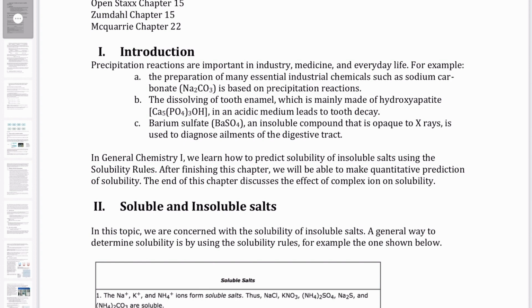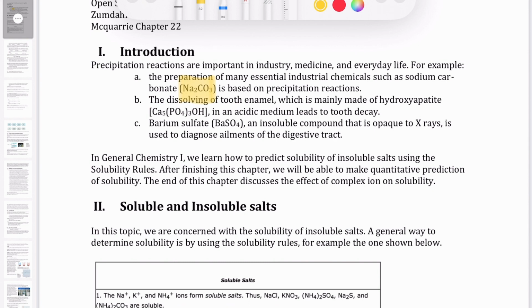And the main reason is because there's a lot of different applications where solubility is a factor. So for example, when we're preparing different types of industrial chemicals, such as sodium carbonate, which is used in laundry detergent preparation, that's requiring precipitation reaction. A lot of applications in biology based on making sure that certain things precipitate or certain things don't precipitate.